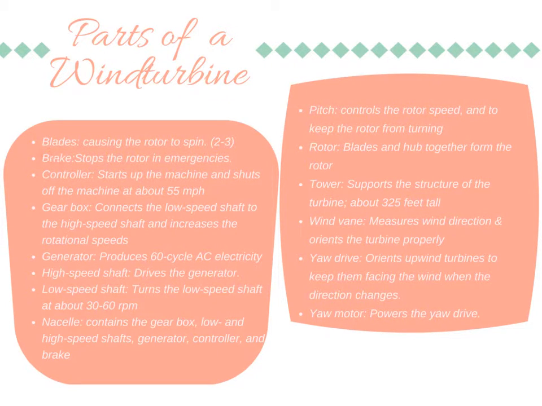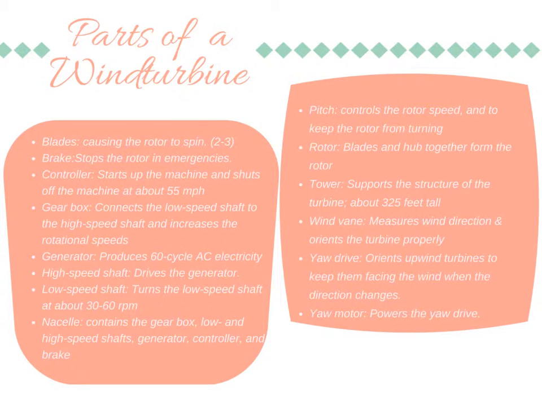Parts of a wind turbine. The blades cause the rotator to spin. The brake stops the rotator in emergencies. The controller starts up the machine and shuts off the machine. The gearbox connects the low-speed shaft to the high-speed shaft and increases the rotational speeds. The low-speed shaft and high-speed shaft drive the generator, which produces 60-cycle AC electricity. The nacelle is what contains the gearbox, low and high-speed shafts, generator, controller, and brake. The pitch controls the rotator speed and keeps the rotator from turning.